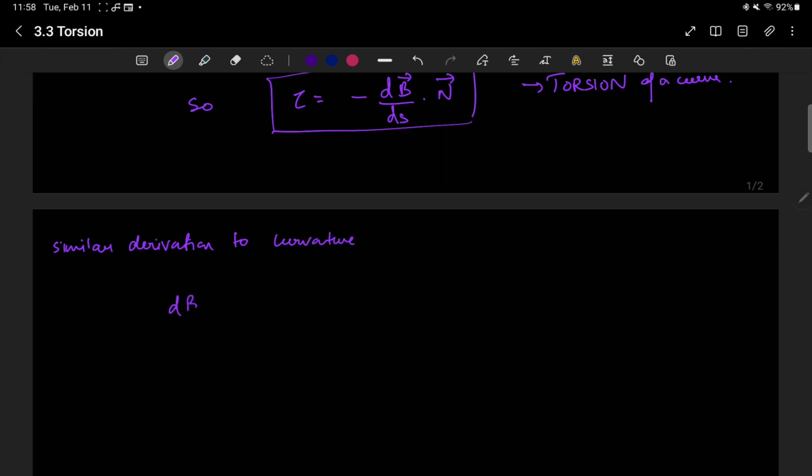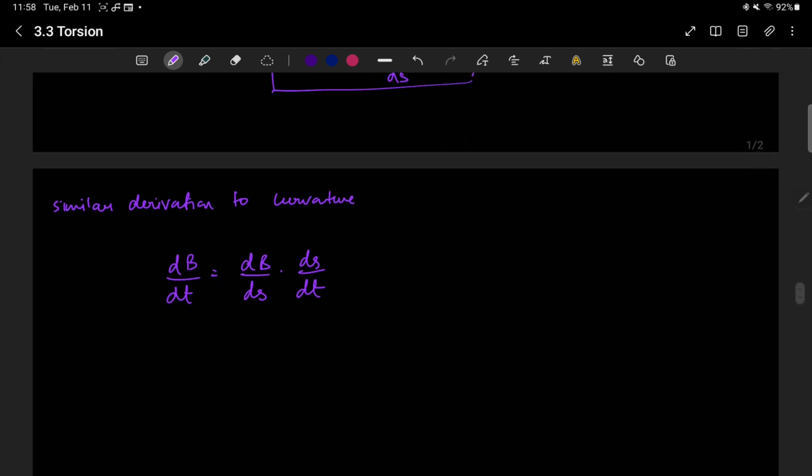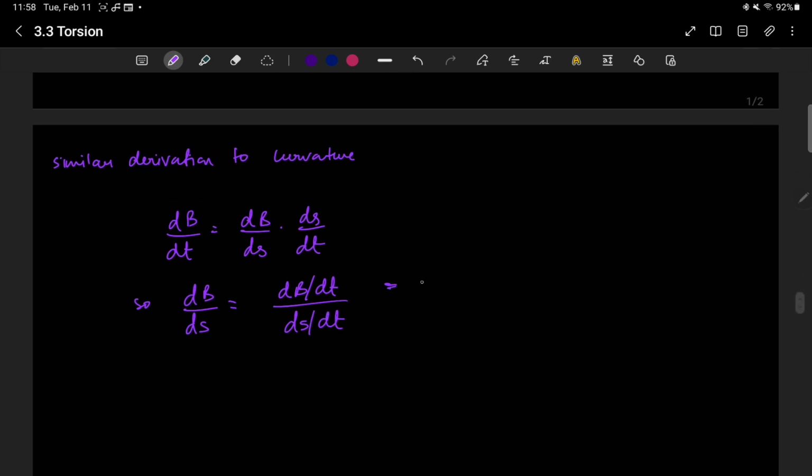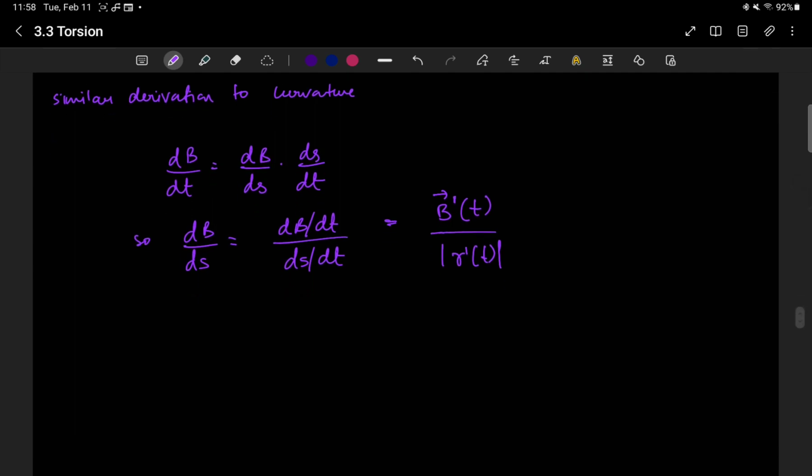That is, we will start with the chain rule. So dB over dt can be written as dB over ds times ds over dt, so dB over ds, which is what we're interested in, is dB over dt divided by ds over dt. dB over dt is simply B prime, the derivative of the binormal vector, and ds over dt we know from previous work is the magnitude of the r prime vector.